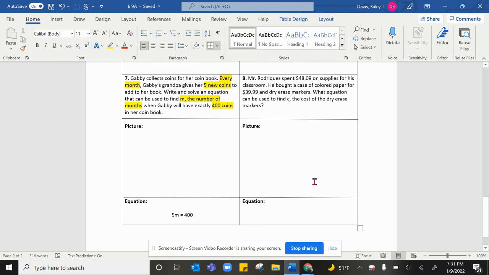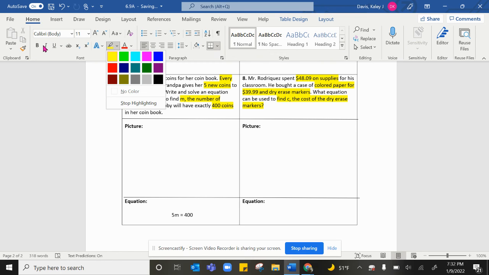All right, the next one. Mr. Rodriguez spent $48.09 on supplies for his classroom. He bought a case of colored paper for $39.99 and dry erase markers. What equation can be used to find C, the cost of dry erase markers? So, very important, the amount for his supplies, the colored paper, and the dry erase markers, and then what can be used to find C.